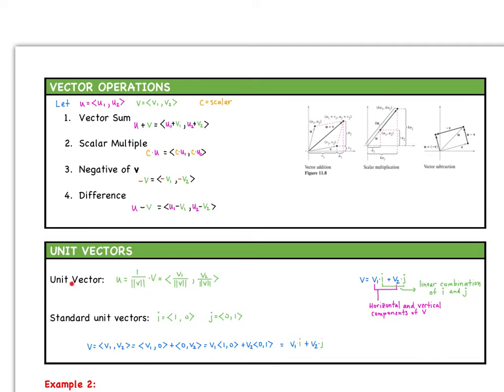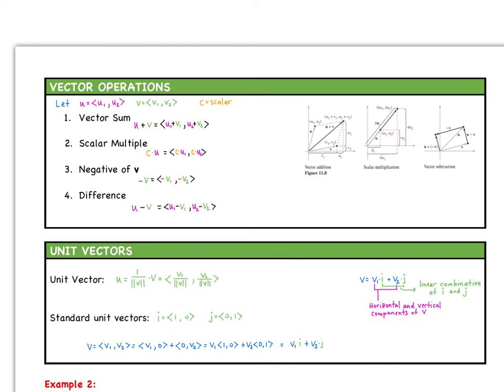All right, a unit vector. If I have U as a unit vector, it's 1 over the magnitude of V times V. So each of the components is going to be V1 over that magnitude and V2 over that magnitude. Standard unit vectors, the way we talk about this is I is going to be the components 1, 0, and J is the components 0, 1.